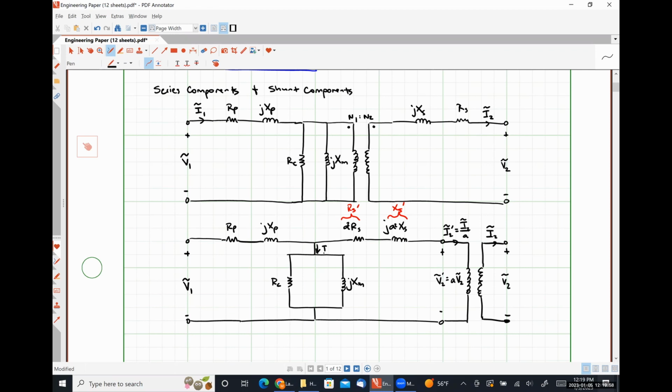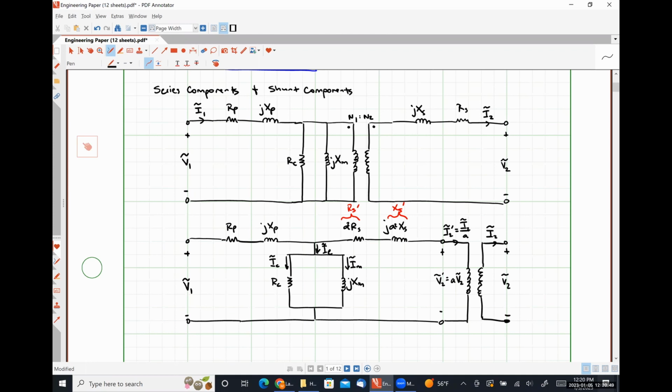We could consider a small branch current here, I sub E, as our excitation current. So this is the current that is needed in addition to our primary current I1 in order to magnetize our core and all that kind of good stuff. And then we have a current here, IC, representing our core losses, and a current IM representing our magnetization losses as well. All right. So this is what's known as the primary referred model. Okay, so everything is referred to the primary side.